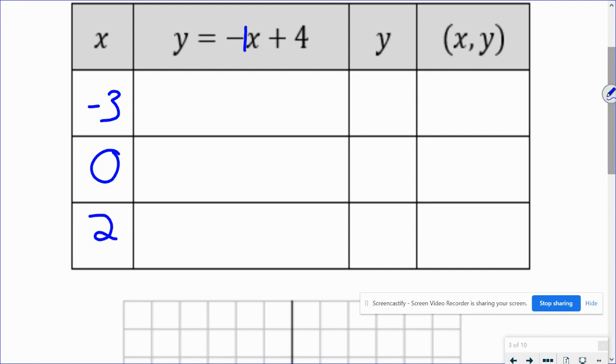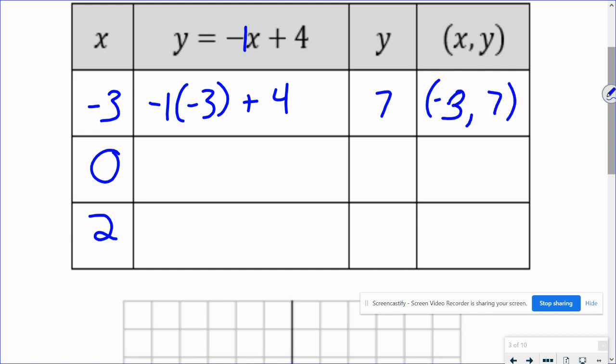All right. So plug in. What is negative 1 times negative 3 plus 4? 2 negatives make a positive 3. So 3 plus 4, 7. Unfortunately, that is not one that we're going to be able to plot on our graph. Our lines only go up to 6. We can estimate where it'll be. All right. Negative 1 times 0 plus 4. Well, that makes 0. What's 0 plus 4?